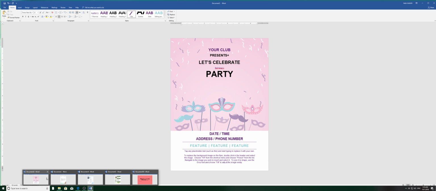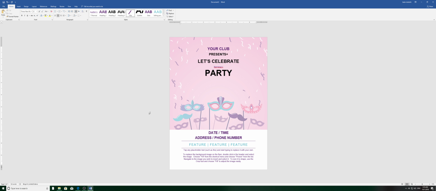Let's go with what Microsoft had designed. Now, look at this design right here by Microsoft. Look at your club's name. Look, it's 23. If we look at Let's Celebrate, 28. Look at the main, it's 105. So the main one always has to be the biggest for people to pay attention to what is the purpose of the party or of the event.